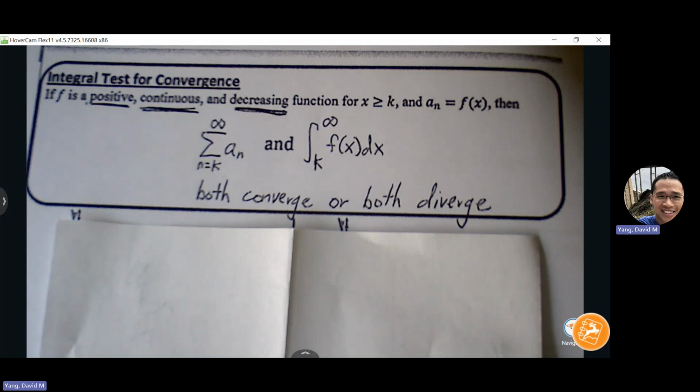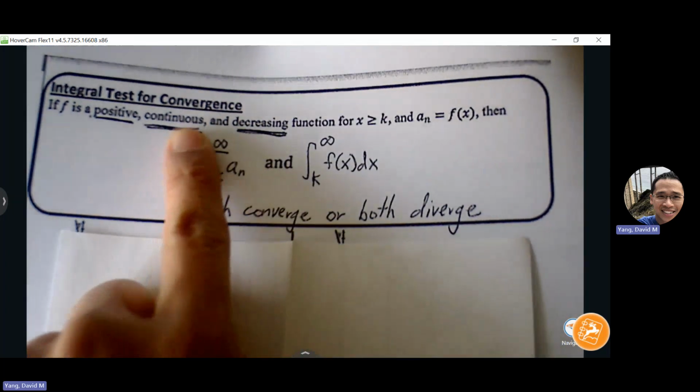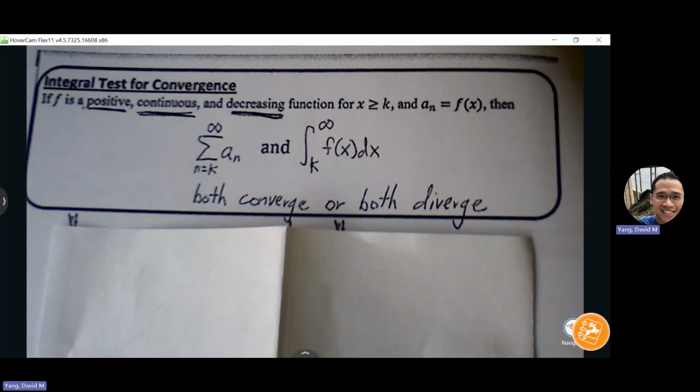So this says that if a function is positive, continuous, and decreasing, meaning that this function has to be above the x-axis. It has to be continuous. It can't have any asymptotes or holes. Now, this continuous just means that there could be an asymptote, but once we start to the right of that asymptote, it needs to be continuous.